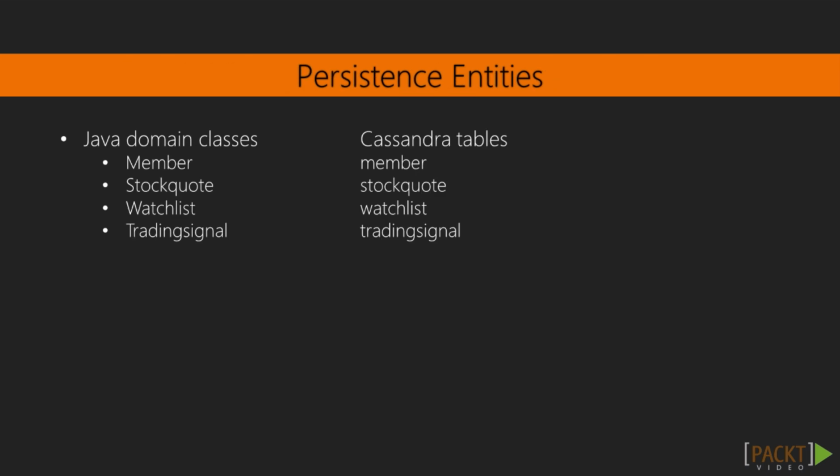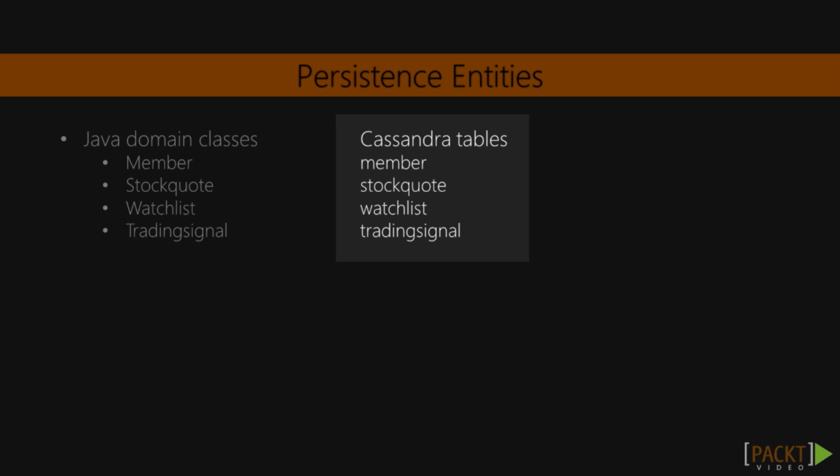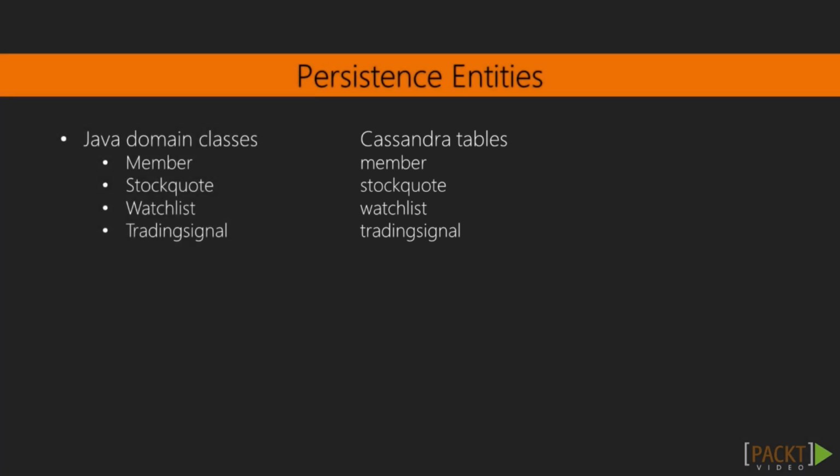As we use Java to develop an application to interact with a Cassandra database, we need to represent the data entities, or persistence entities, in both parts. In Cassandra, we use tables to store the data of member, stock quote, watch list, and trading signal. So their counterparts in Java will be the domain classes, member, stock quote, watch list, trading signal, respectively. We'll talk about Cassandra tables in this video and cover the Java domain classes in the next.